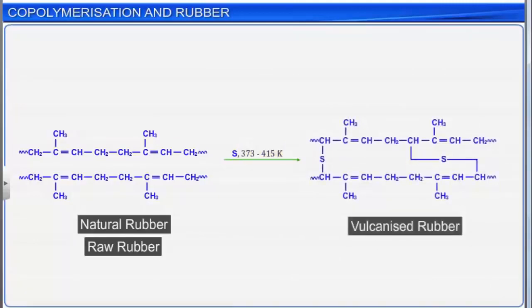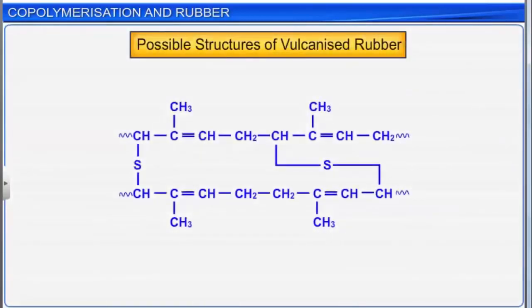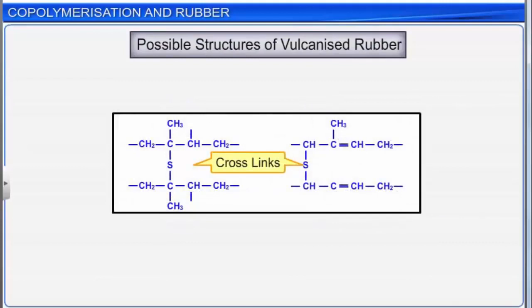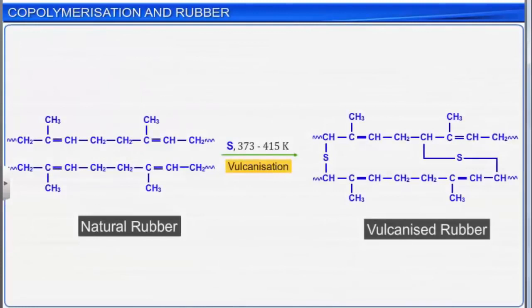This forms sulfur cross-links at the reactive sites of double bonds, such as allylic positions, and thus the rubber gets stiffer. Commercially, other substances called accelerators and activators are added to enhance the quality of the rubber. Let's look at the possible structures of vulcanized rubber. Notice the sulfur cross-links between the chains. The vulcanization process is generally irreversible.